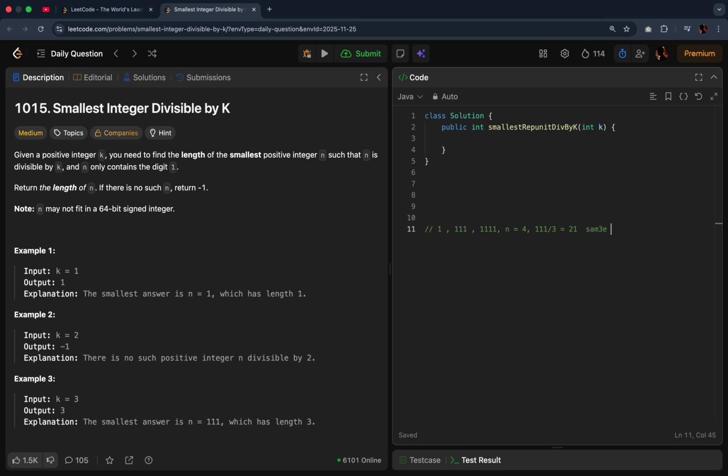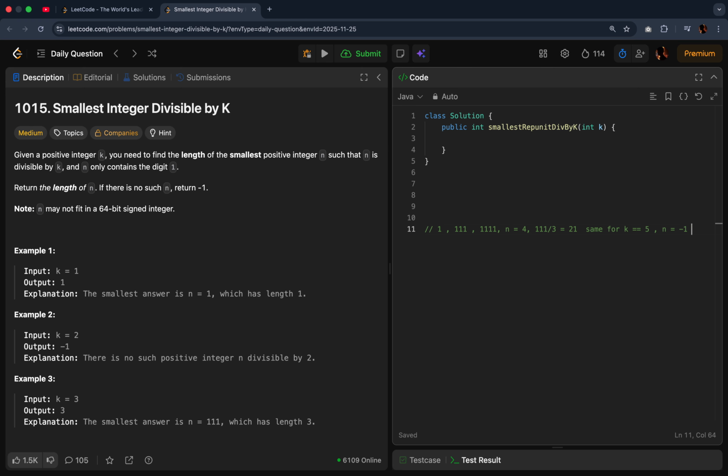Same for k equals 5, it will return n equals -1. Why? Because there is no number made of ones that is divisible by 5. Simple. So let's start with the question, and the problem recap is simple.